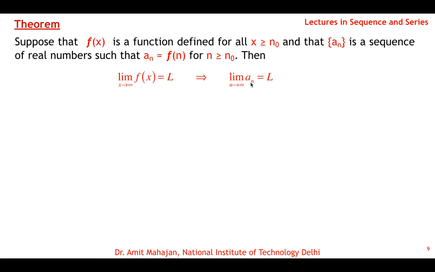This is obviously true because the points are nothing but the points on the curve, but only at the integer positions. The function is defined for all x, but the sequence is defined for integer values.